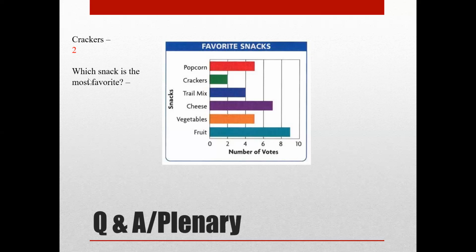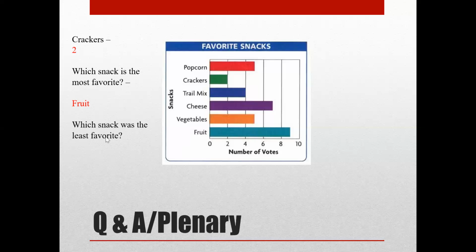Let's look at the second question. Which snack is the most favorite? Again, have a look at this. Most favorite, which means which fruit was chosen by most of the students? It was fruit. Okay, can you imagine? Nobody in grade 2 will really say fruit. You might say crackers or popcorn, but this particular class, they like fruits the best. Very good. So the answer is fruit.